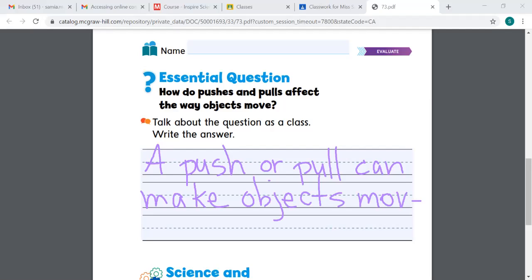So a force can make objects move. A push or a pull are forces, and they can make objects move. So that is how pushes and pulls affect the way objects move. They are forces. All right, superstars, you're doing a wonderful job.